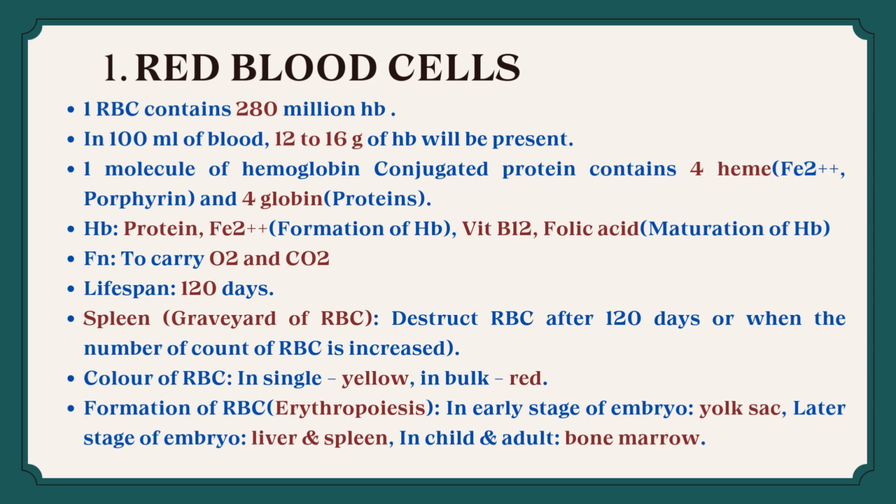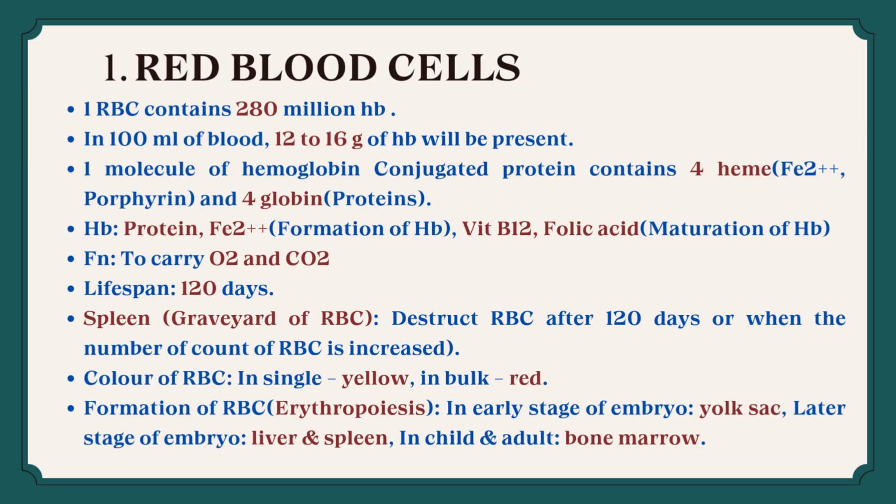The lifespan of RBC is 120 days. After 120 days, they get destroyed in the spleen. So the spleen is also called the graveyard of RBC. When the number of RBC in the blood increases, the spleen activates and decreases the RBC count. A single RBC is yellow in color, but in bulk it shows red color.